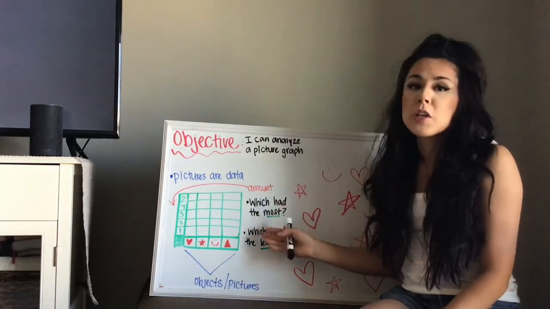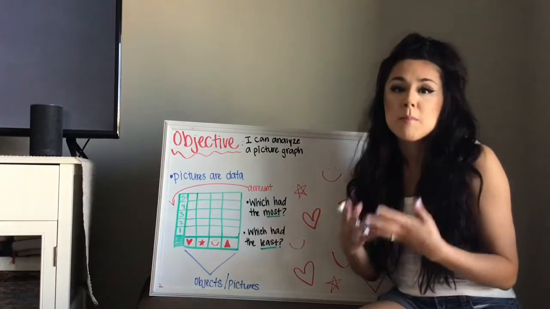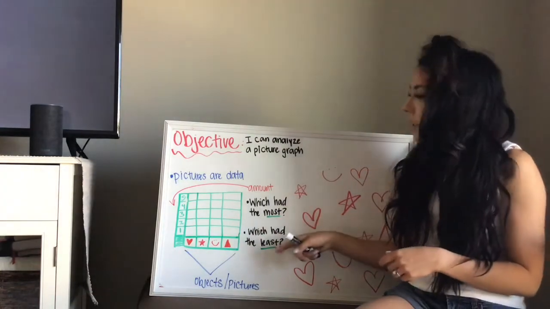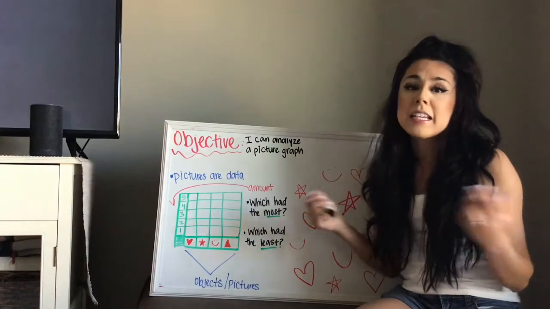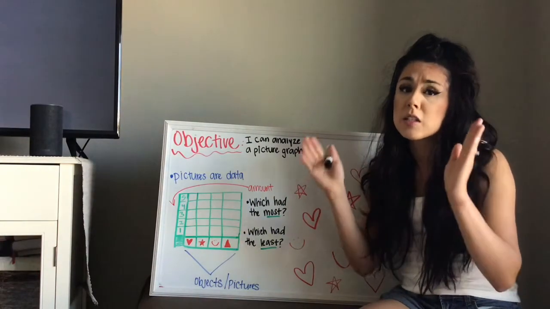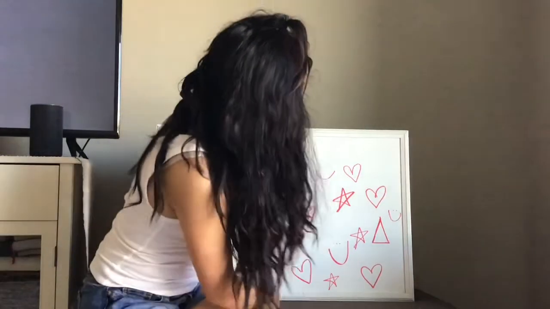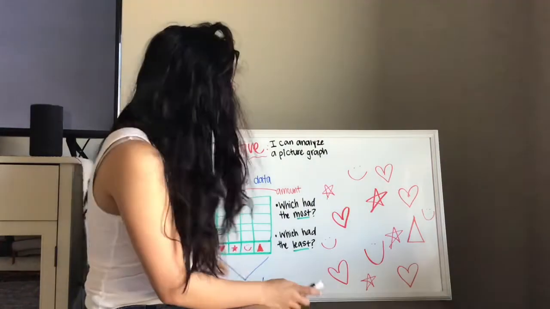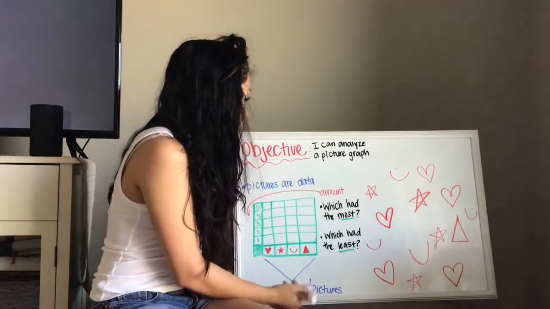And then afterwards we're going to try and answer these two questions. Which had the most, so which picture had the most in our graph, and which had the least. And least is just a fancy way of saying which one was the smallest amount. So I'm going to scooch over, and we're going to see how many of each picture we have. So we have heart, star, smile, and triangle.